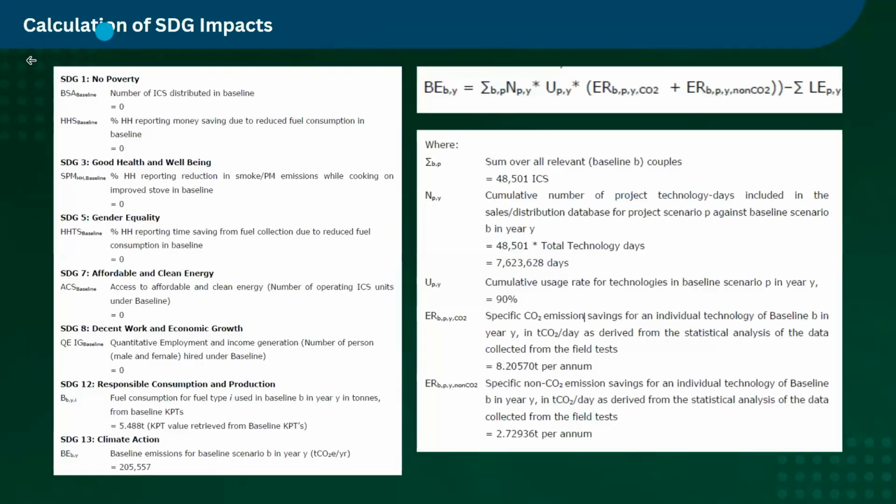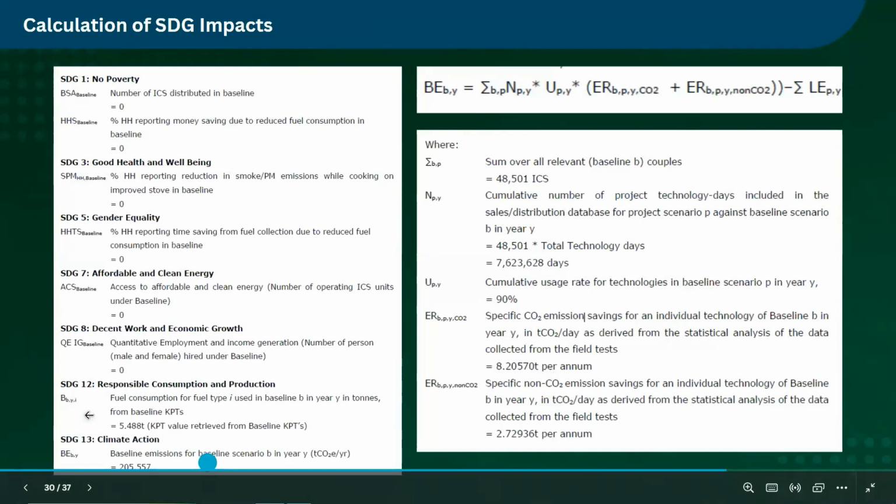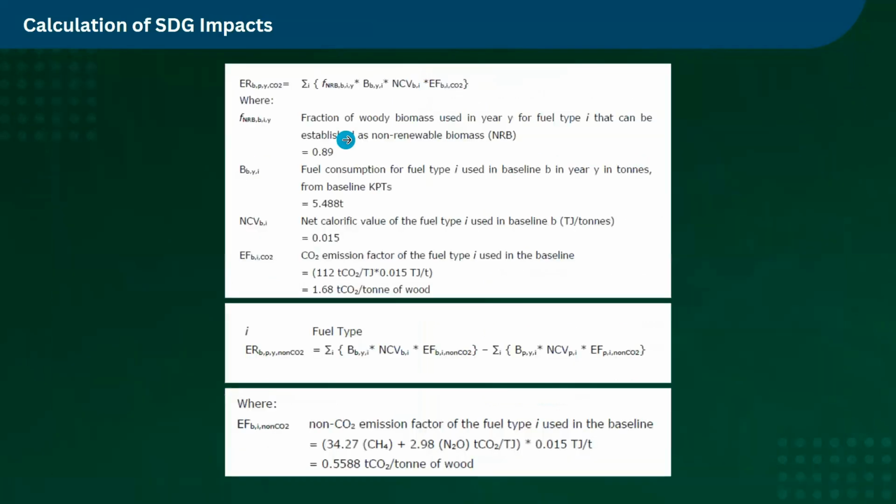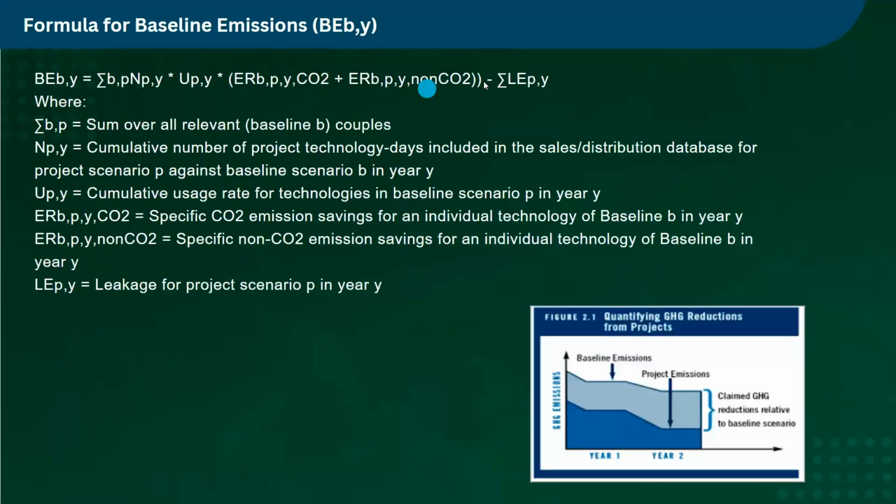Okay. Now here, as I said, SDG 1, 3, 5, 7, 8, 12, 13. This project is satisfying each of these sustainable development goals. Hence, you use this formula which I actually showed you. Let me show you the same thing here. Use this formula.